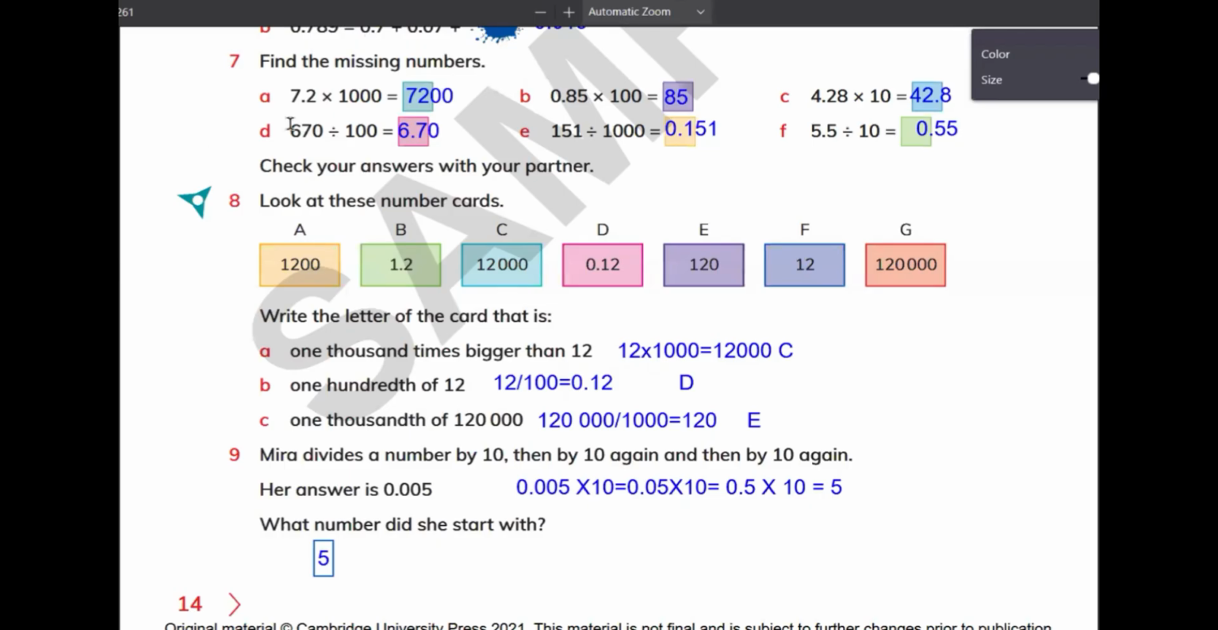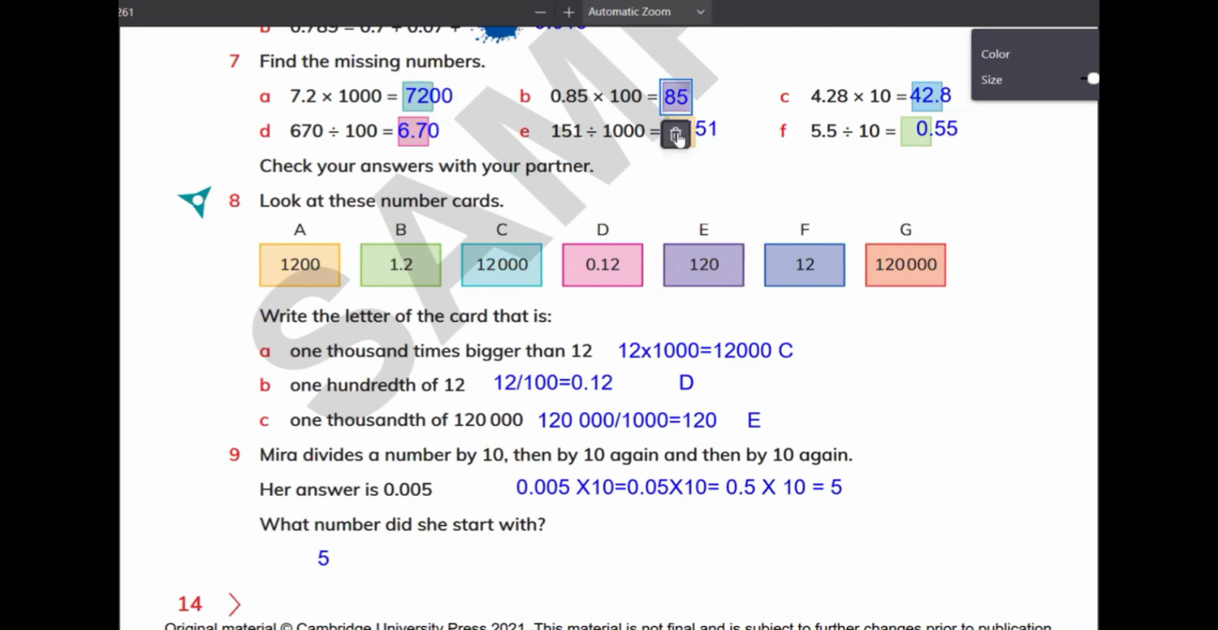Okay, continuing exercise 1-1, number 7, multiplying and dividing by powers of ten. We know when we multiply 7.2 by 1,000, we move the decimal point 3 places to the right. But in 7.2 we have only one place, which is the 2. So for the other 2 places, we need to put zeros. So the answer will be 7,200.